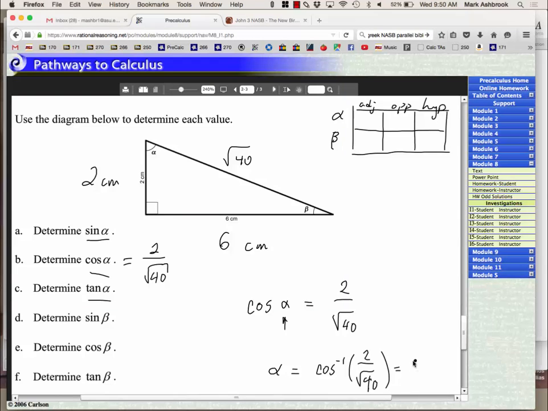What's that? 1.25, and let's get it in degrees. So that's 1.25 radians. 71.5 degrees. So we can use the triangle relationships then, if we have all the side lengths, to use these ratios to solve for the angle in the triangle.